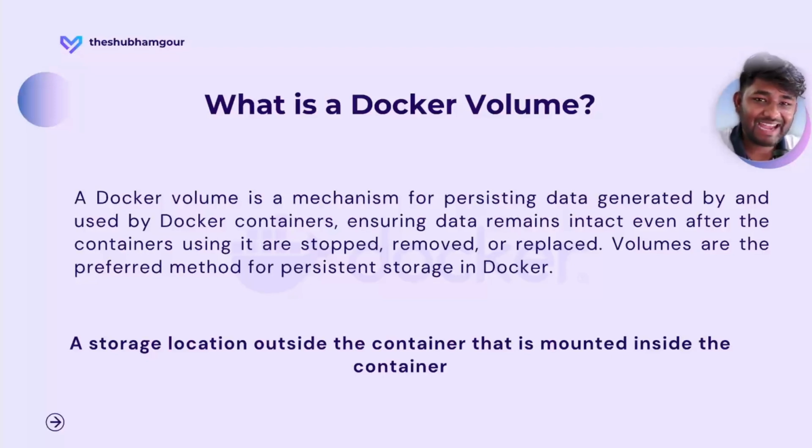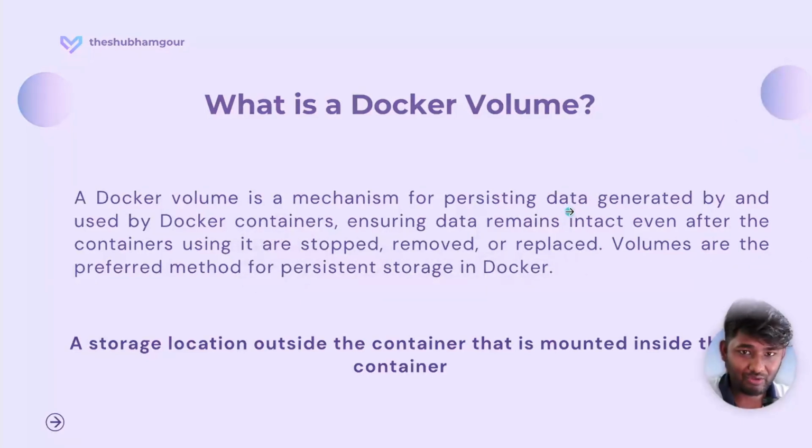If I summarize the entire definition into a single line, it is a storage location outside the container that is mounted inside the container, right? If I want to tell anyone what actually is a Docker volume, it's just like a folder that I store in my host machine that is referred to by the container. It is just like using a pen drive on a PC or a laptop, right? When you plug in that pen drive, your laptop will be able to access the data, and if you plug out that pen drive, the data won't be there. So that is the ideal example of Docker volume, right?